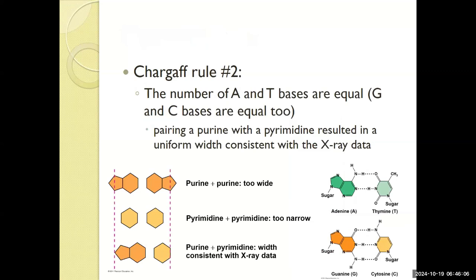Chargaff's second rule was that the number of A's would always equal the number of T's, and the number of C's always equal to the number of G's. We would be consistently pairing a purine base with a pyrimidine base. And this made sense. Because if you could pair any two nucleotides together, how could you have a template strand?